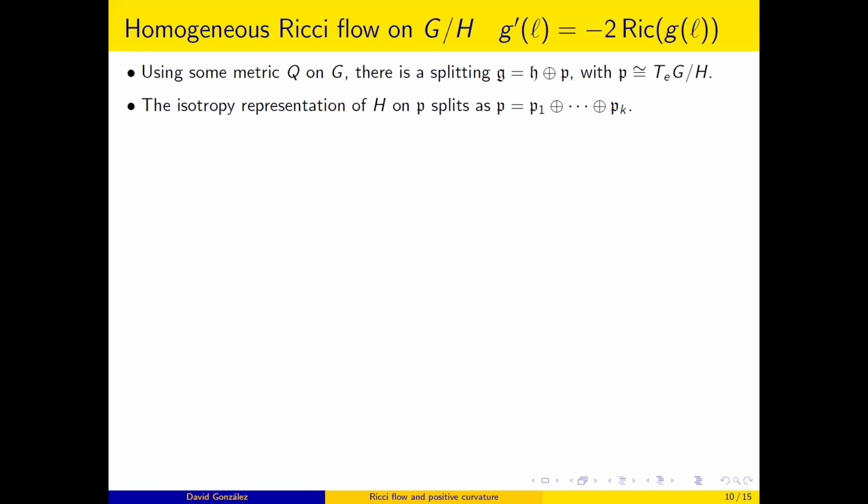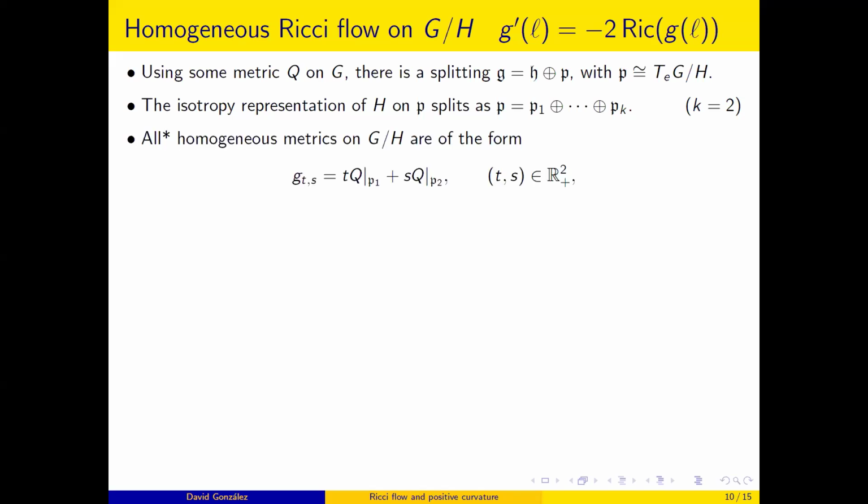Now, the subgroup H acts on this tangent space, on P. This is called the isotropy representation. And this representation splits into sub-representations, K many. K is in general smaller than the dimension of the manifold. So from now on, to simplify the exposition, I will assume that K is 2. It is the smallest non-trivial case, because the case K equals 1 is quite trivial for this problem.